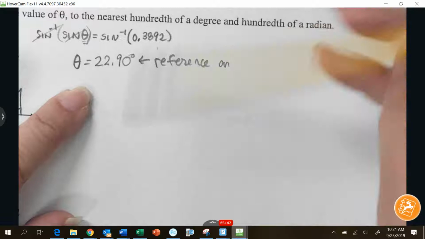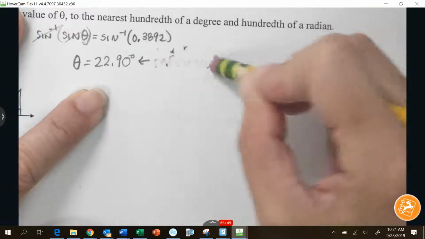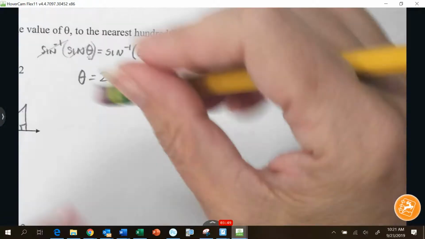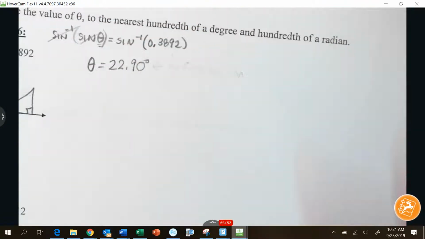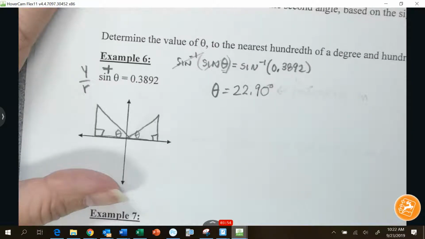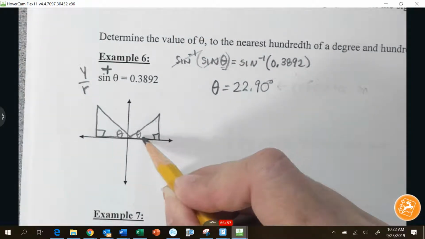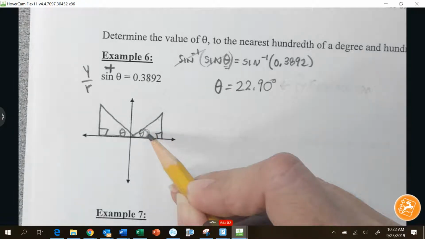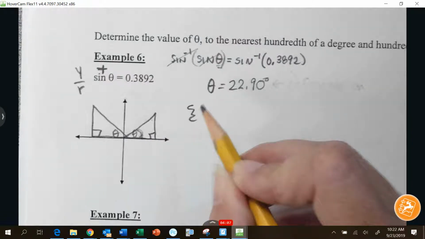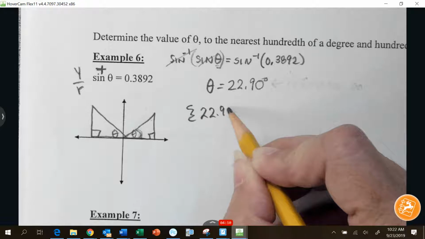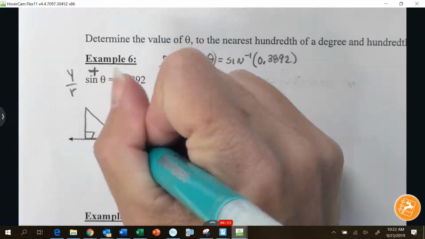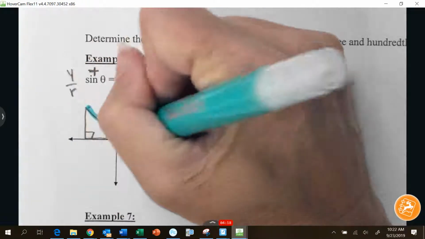It could be the reference angle. Maybe I shouldn't write that. It might not always be, so let me take that back. What that is saying is that 22.90 degrees, is that one of the thetas I'm trying to get? For degrees, the first one is going to be 22.90. But I also need to get the second answer, which starts here and rotates to here.